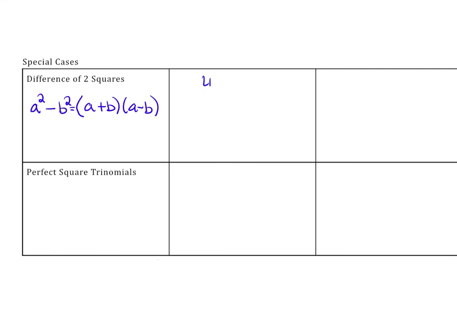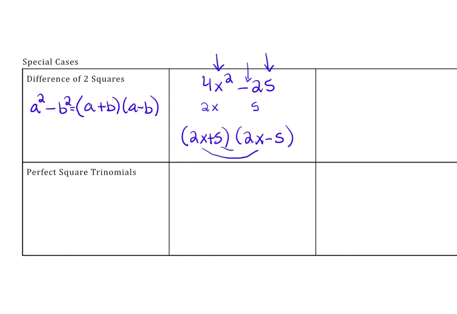So what this looks like is 4x squared minus 25. It's a quadratic. It's two perfect squares, and it's the difference. It only works with subtraction. So if you square root the first term, that's 2x. If you square root the last term, that's 5. So it's 2x plus 5 and 2x minus 5. Because when you FOIL, the outside and the inside terms will cancel out.